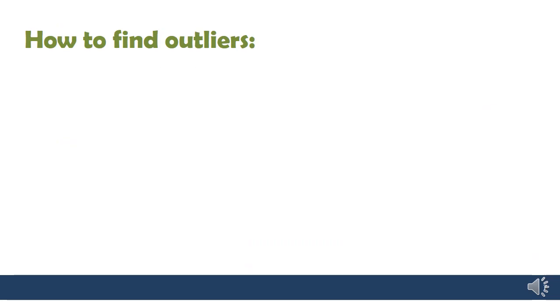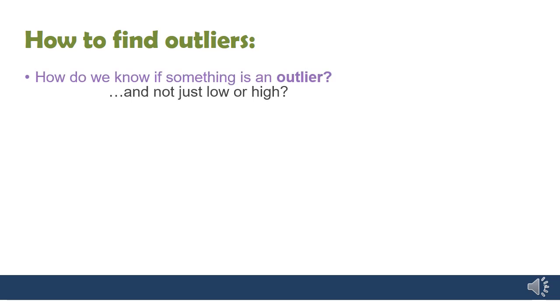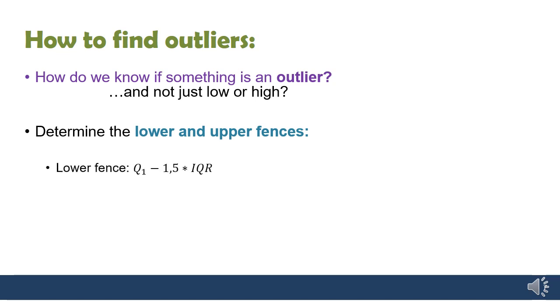Here's the part you've all been waiting for. How do we figure out what's an outlier and what's just a low or high value? Okay, we need to determine something called the lower and the upper fence. The lower fence is the first quartile, and you know how to figure out your quartile. So the first quartile minus 1.5 times the IQR, which you know stands for the interquartile range. Okay. The upper fence is quartile 3 plus 1.5 times the interquartile range.